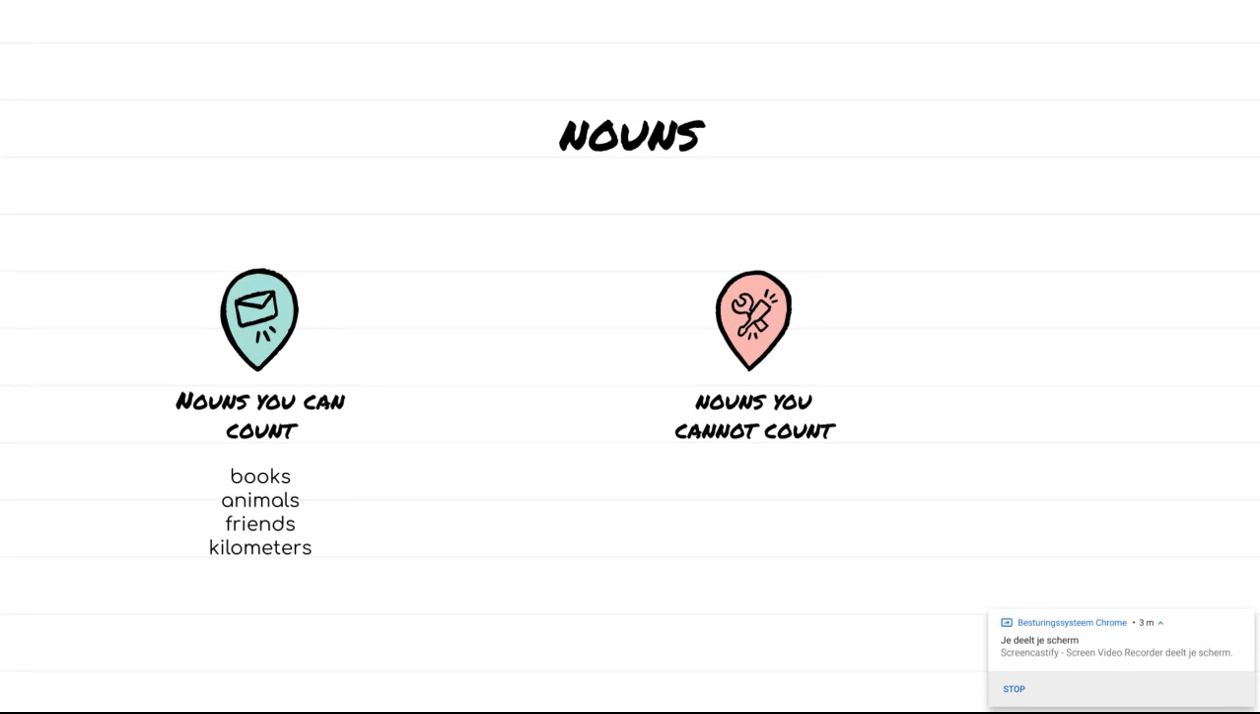Kilometers, you can also count kilometers. 12. Well, I think you get it now. Nouns you can count. And look at them, they all end in S. Books, animals, friends, kilometers.